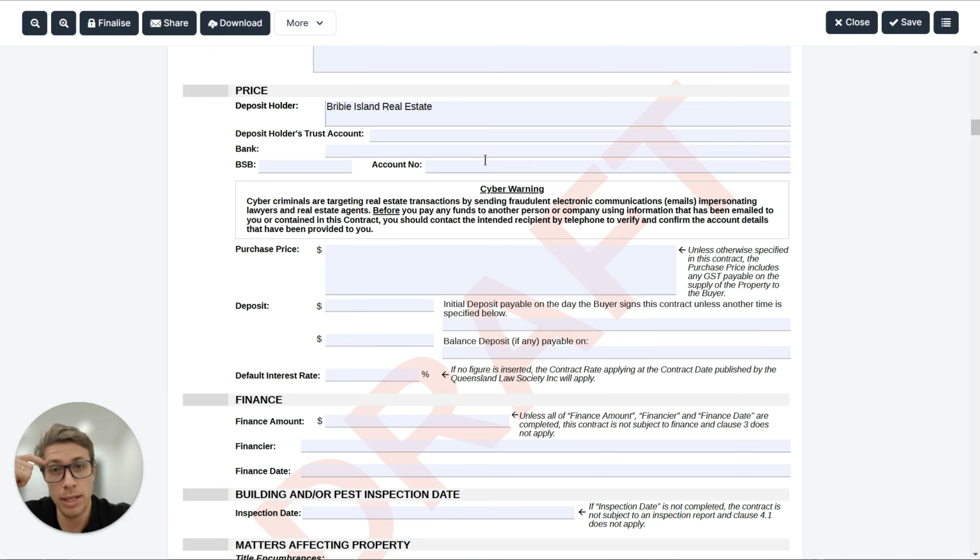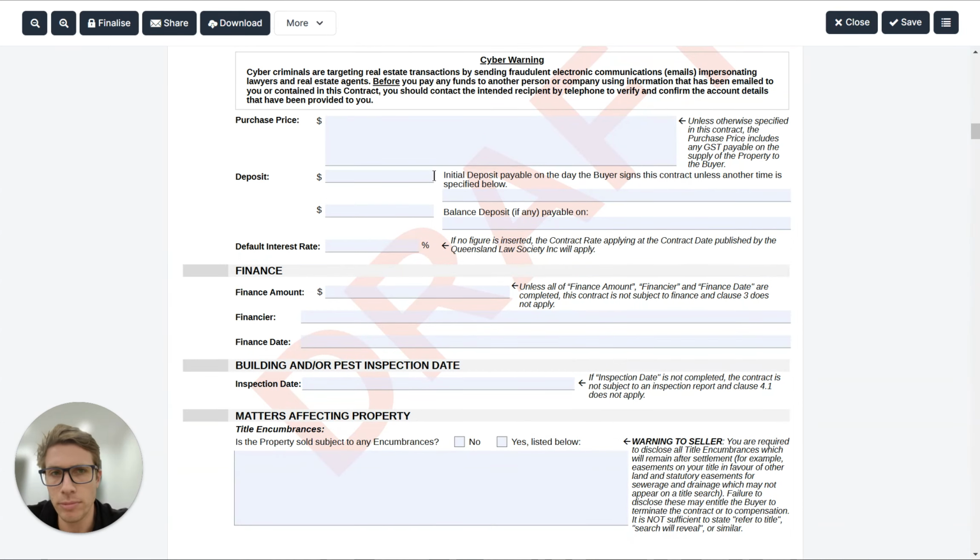Emails can be intercepted and changed, and there is also the possibility that a mistake could be made. You don't want to transfer $40,000-$50,000 to the wrong account. That'd be a nightmare. So purchase price, let's just say this unit here has been purchased for $900,000.